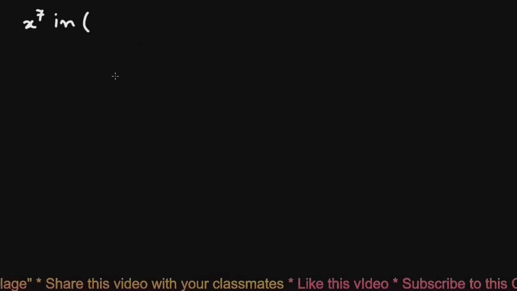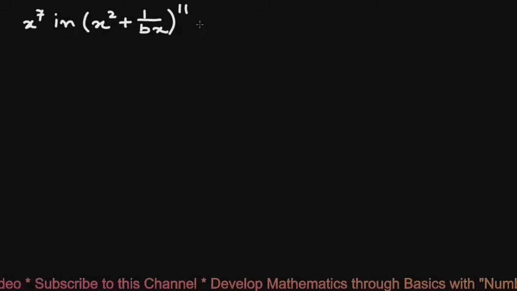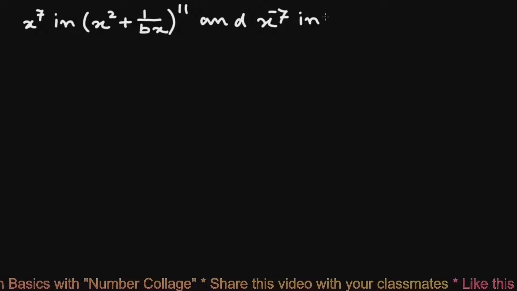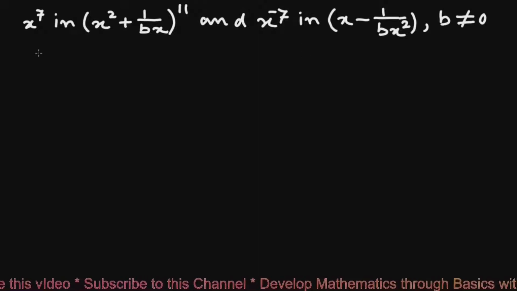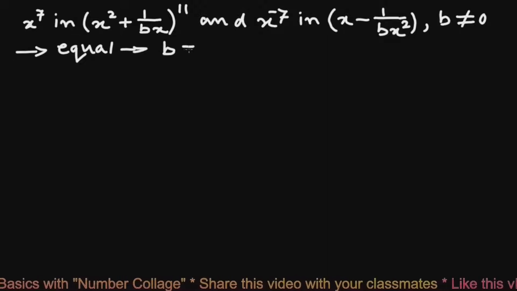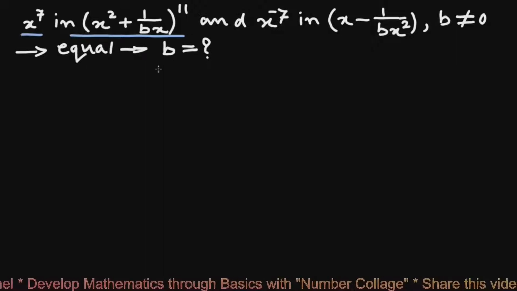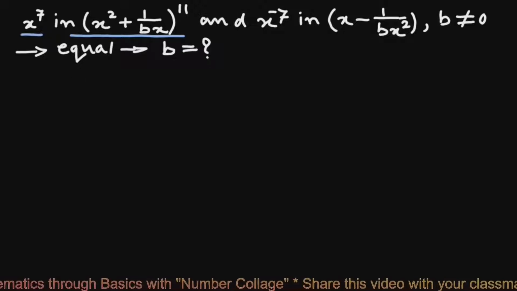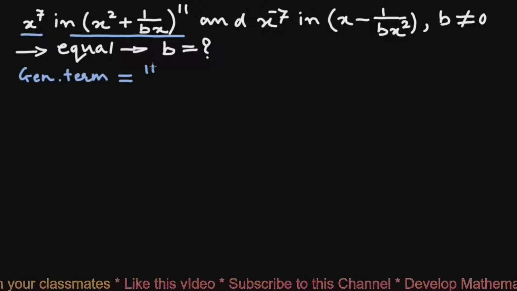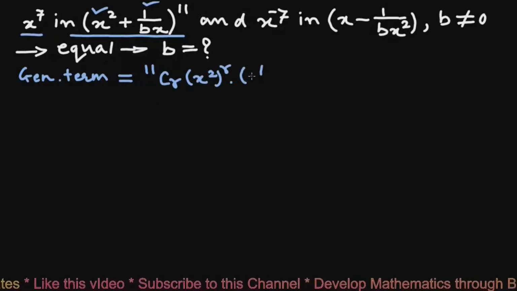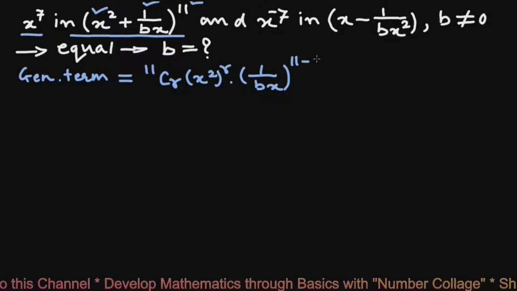Next question is on the binomial theorem. If the coefficient of x^7 in (x² + 1/(bx))^11 and the coefficient of x^-7 in (x - 1/(bx²))^11, where b is not equal to 0, are equal, then we have to find the value of b. First, let us find the coefficient of x^7 in the binomial expansion of (x² + 1/(bx))^11. First, we write the general term, which will be 11Cr, this (x²)^r into this (1/(bx))^(11-r).